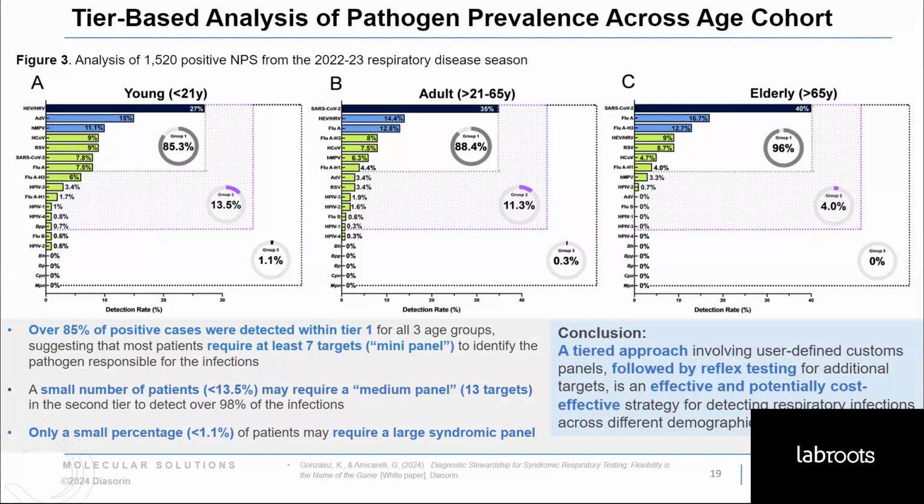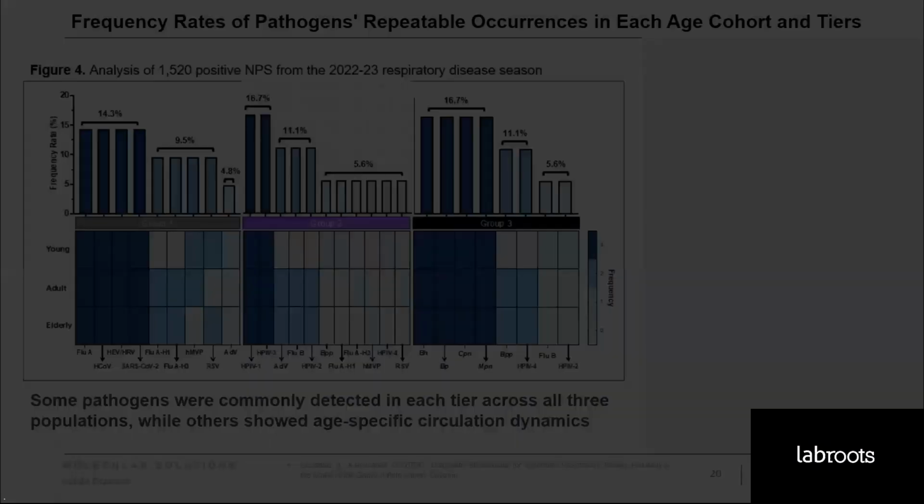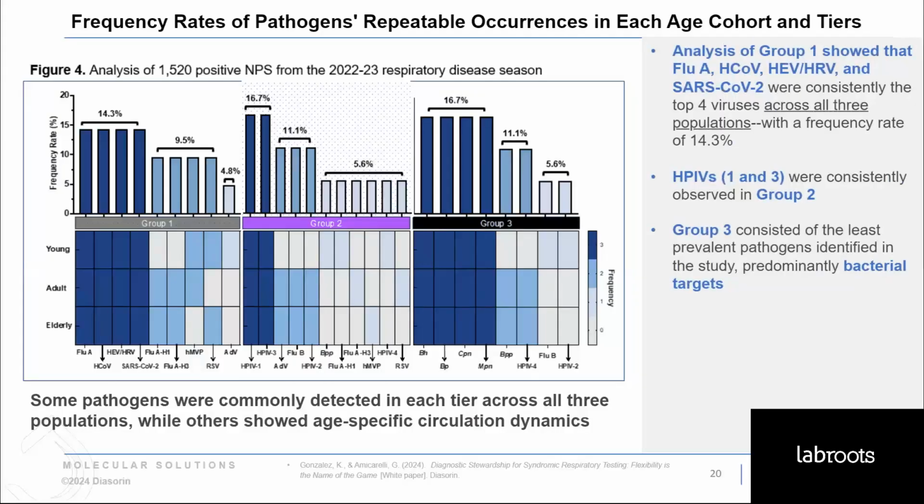in these different demographics. Now, if the goal is to create user-defined custom panels, can we really identify targets that overlap across different age groups and then create universal panels to capture prevalent pathogens regardless of age? So we analyzed each target and determined the frequency and observable occurrences within all age groups in each prevalence tier.